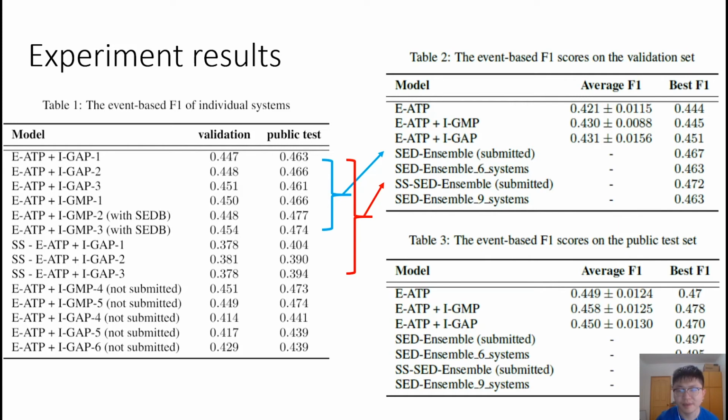To construct the SS-SED ensemble system, besides the 6 systems in the SED ensemble system, we add 3 other systems which are trained by sound separated data and have instance level GAP auxiliary branch. Here are the tables of the systems in our experiments. In the tables, the prefix E denotes the embedding level approach and the prefix I denotes the instance level approach. The prefix SS denotes the system uses the sound separated data.